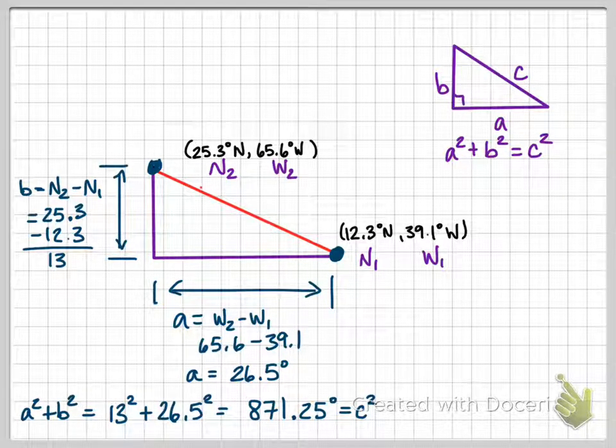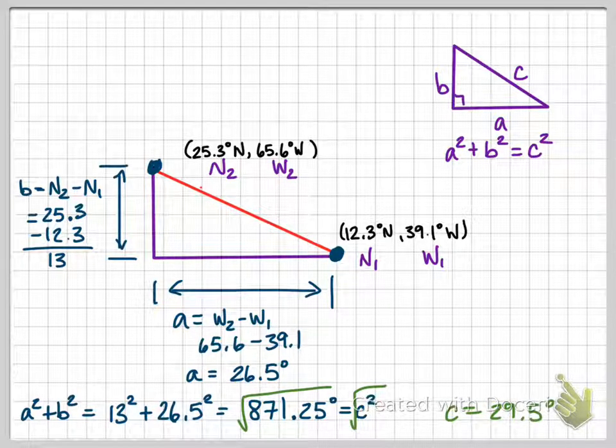So then for the distance itself, we have to take the square root of both sides. I'm going to put this in green so we can see what we did. So we're going to square root this, and square root this. Sorry, that's my dog. Okay, so that gives us 29.5 degrees. That's how far it traveled.